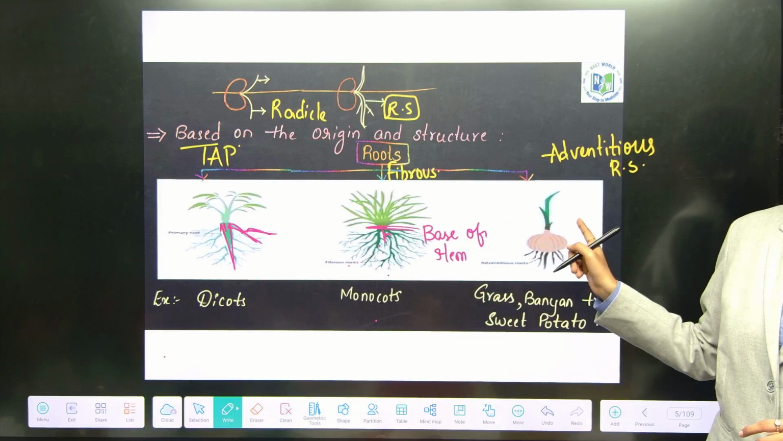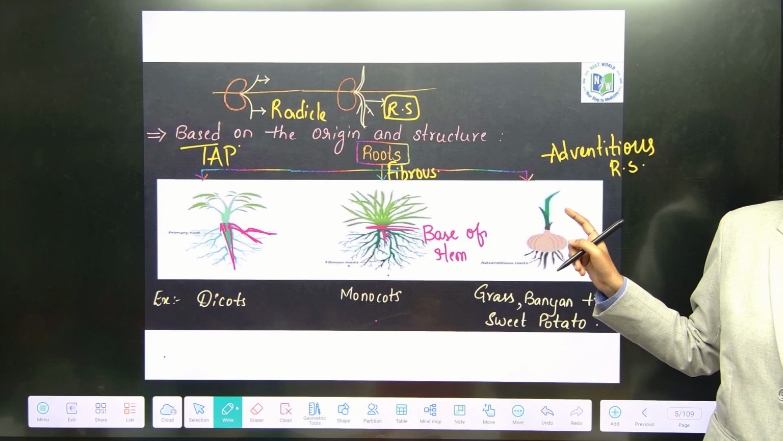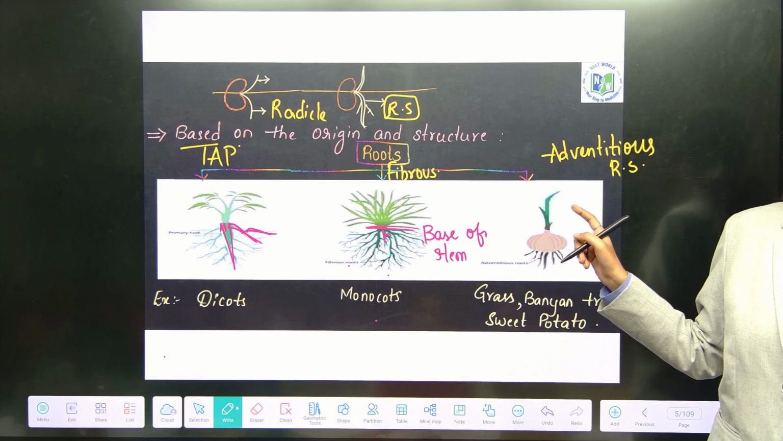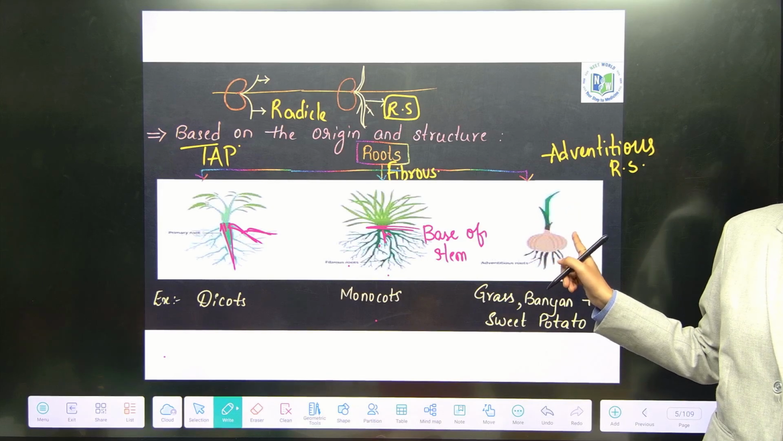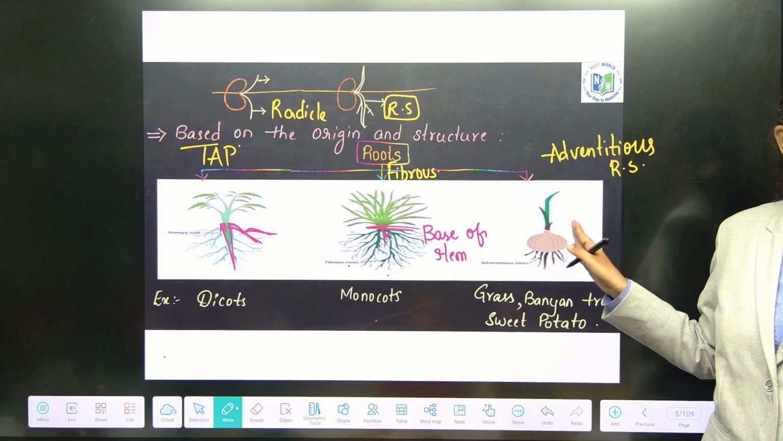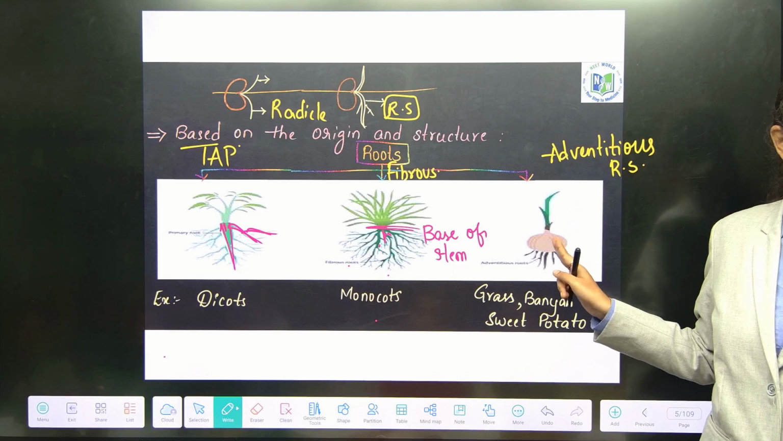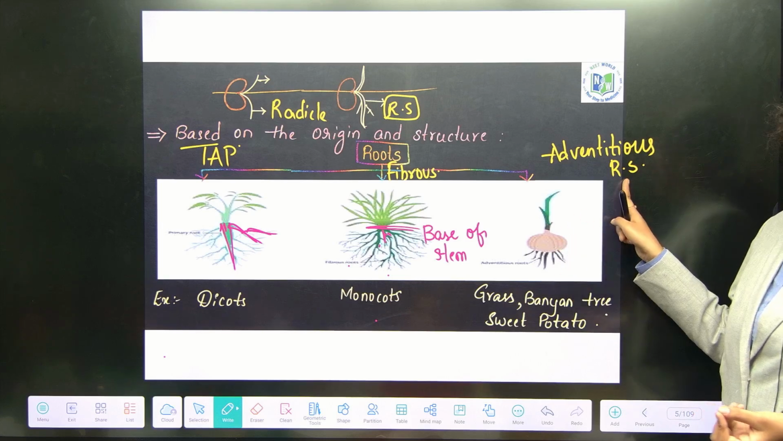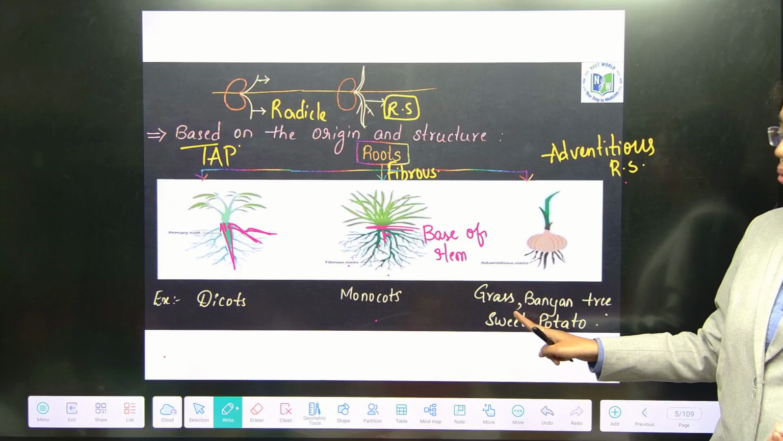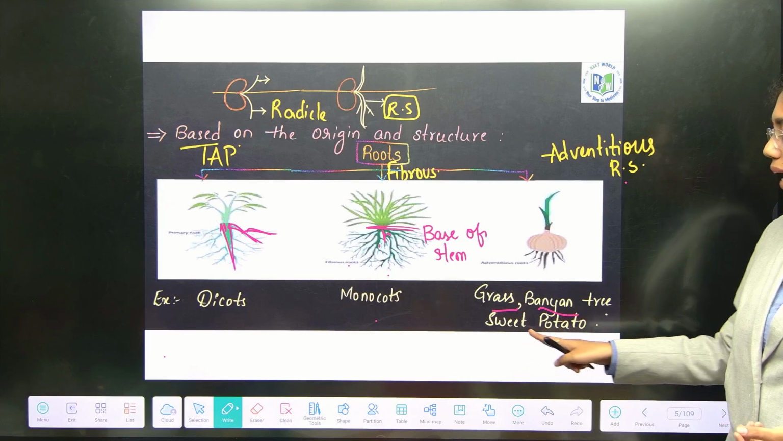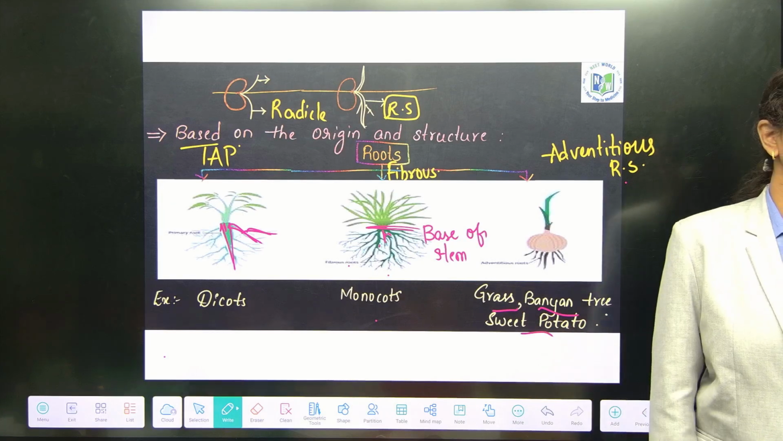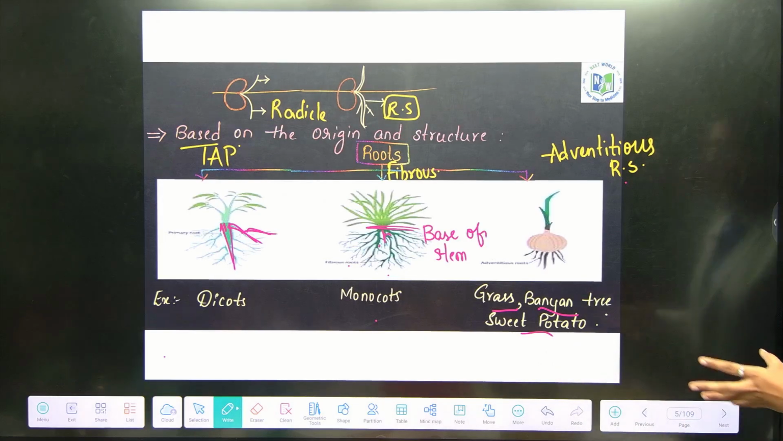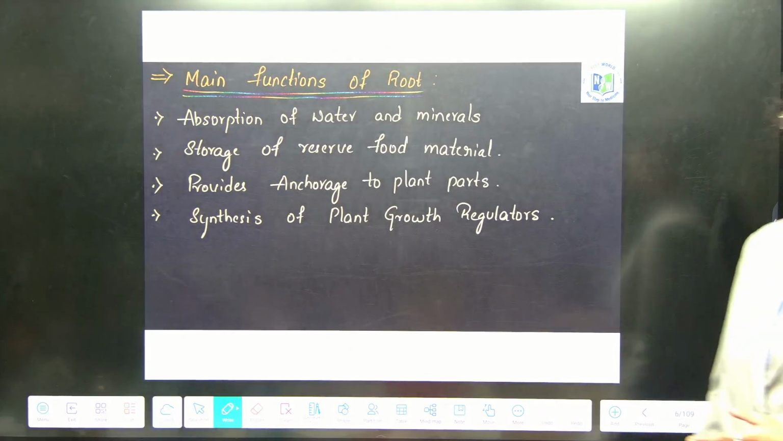But in adventitious root system, roots arise from any part of the plant body, be it over the stem, be it over the leaf structures like bryophyllum, be it over the roots or at the base of stem. In any regions it will develop other than the radicle. Other than the radicle, roots arise from any part of the plant axis, that is adventitious root system. Examples include grass, banyan tree and sweet potato. Scientific name of sweet potato is Ipomoea batatas. Okay. So, this is about taproot, fibrous root and adventitious root systems.